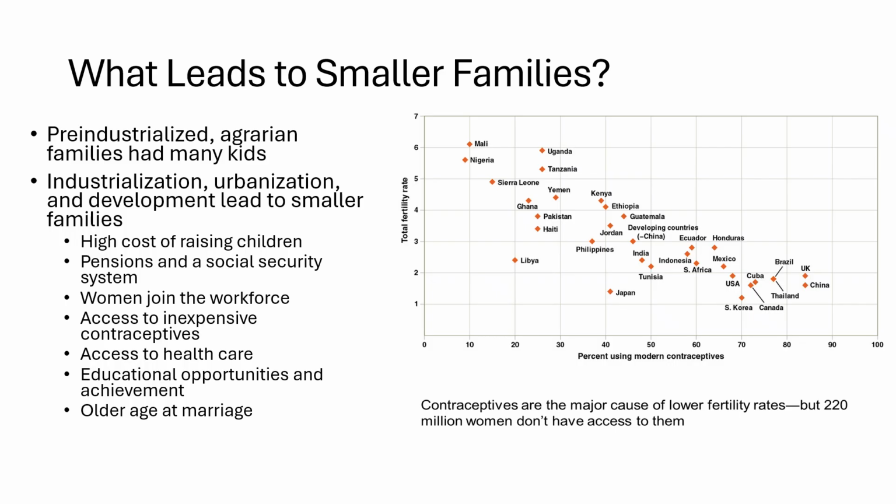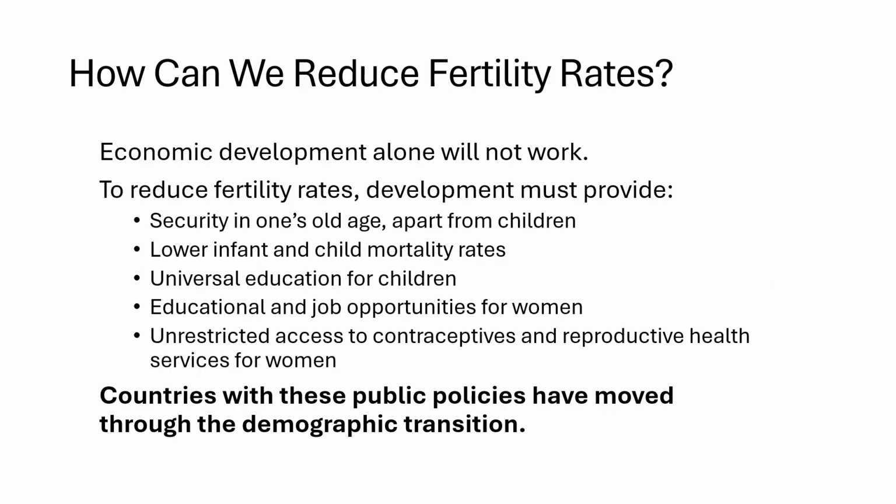Women started to join the workforce and become more financially independent. You have access to contraceptives, and typically in developed countries, it's pretty cheap to have access to those contraceptives. You have access to better healthcare. And then you have a lot of different educational opportunities. And people are also getting married a little bit later. So all of those factors together make the fertility rate lower.